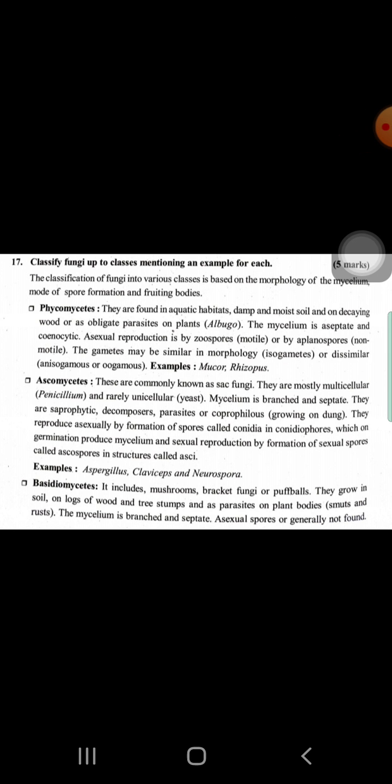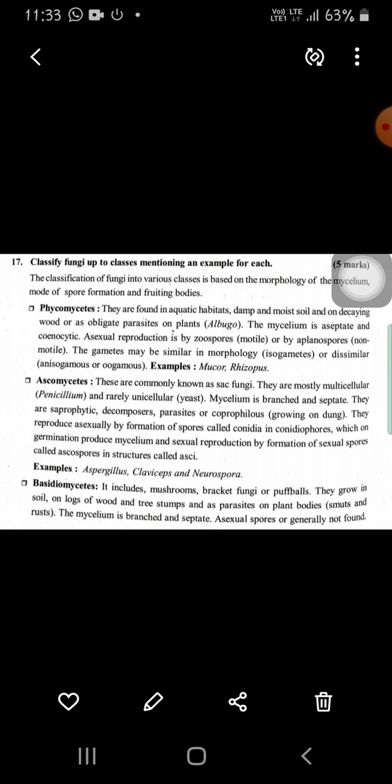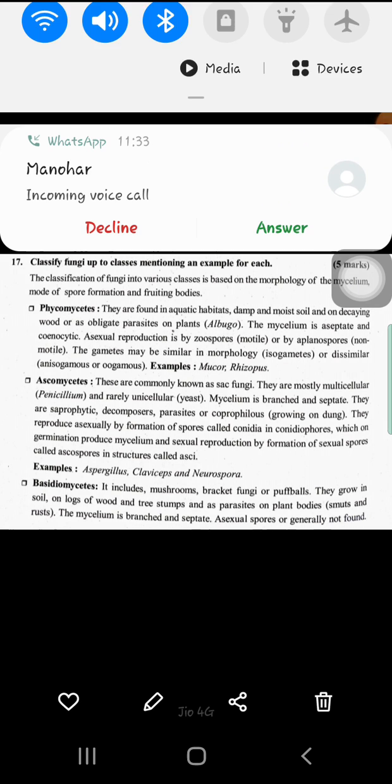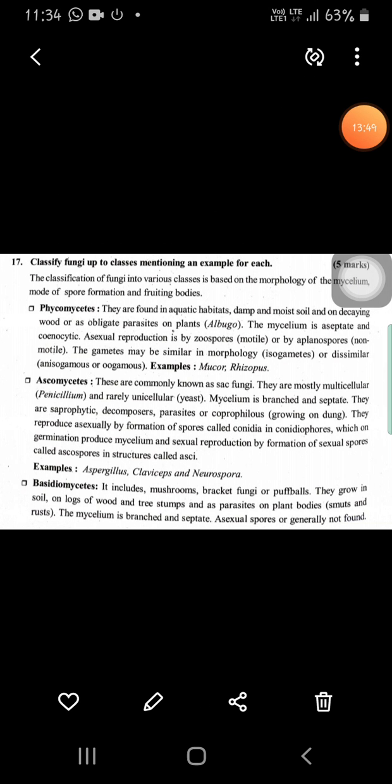Next is ascomycetes. They are known as sac fungi. They are mostly multicellular and rarely unicellular. The mycelium is septate and branched, and they are saprophytes, decomposers, etc. They reproduce asexually by formation of spores called conidia, produced on conidiophores, and the sexual spores are called ascospores.